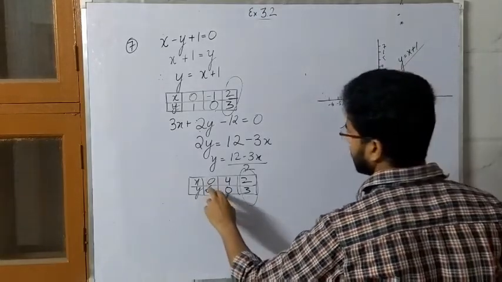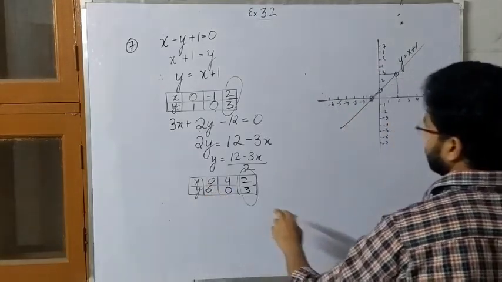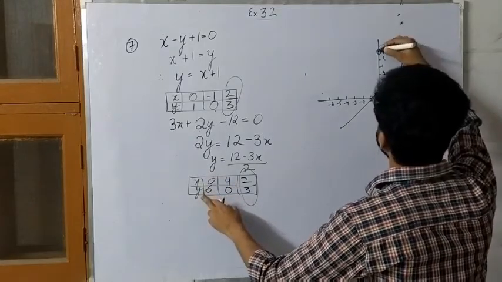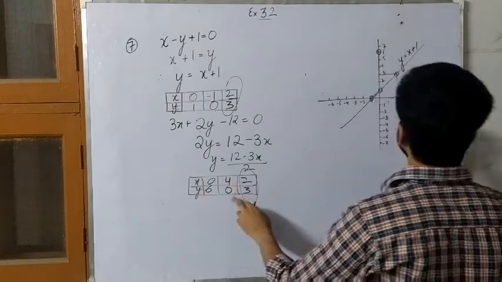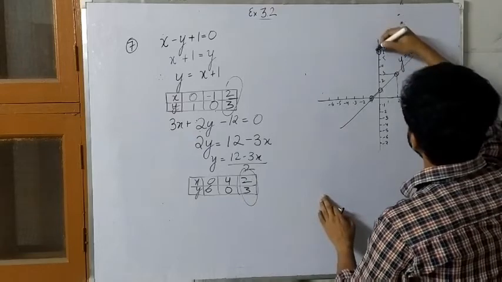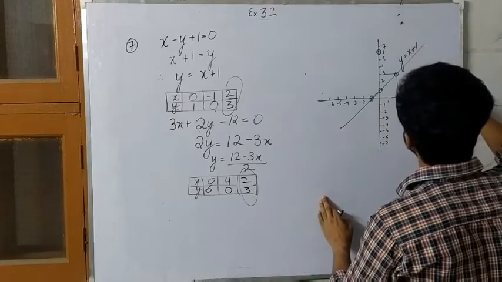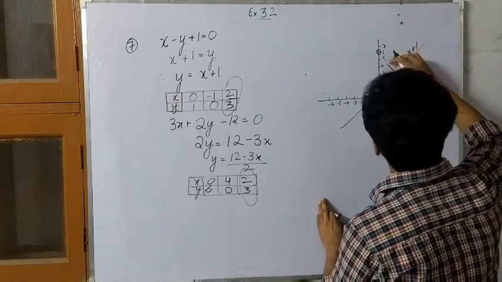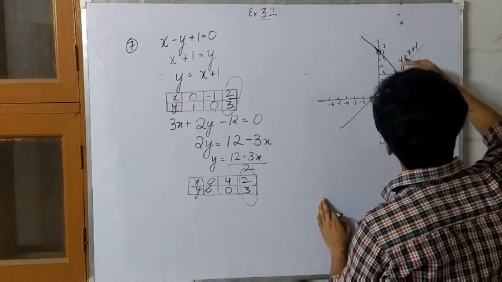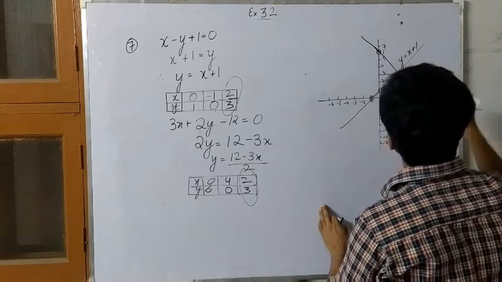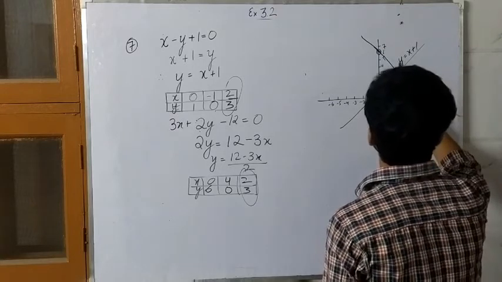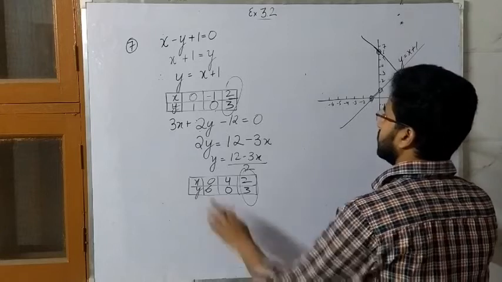Coming on to this point, first point is 0, 6, right? So x is 0 and y is 6, that means this point will be on the y axis, and 4, 0, that means this point will be on the x axis, and 2, 3, which is already this point. So you join these points, and you will get a straight line, right? Write down the equation over here. Take this line. What is its equation?